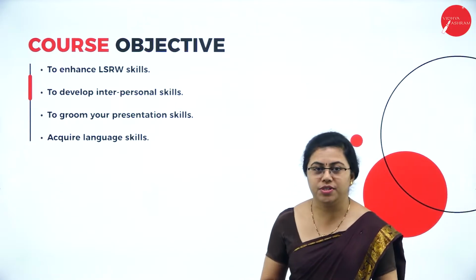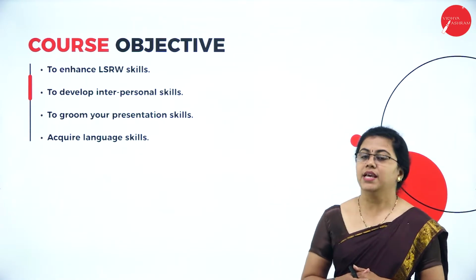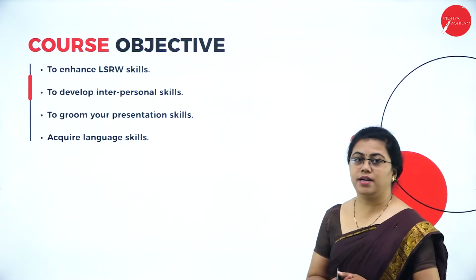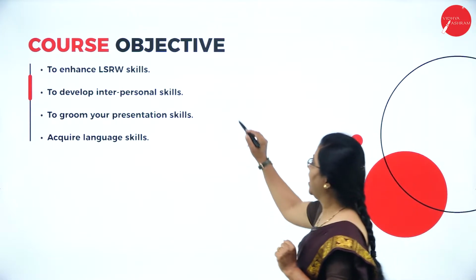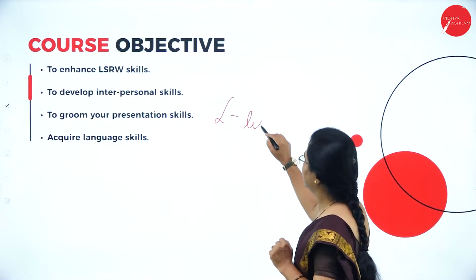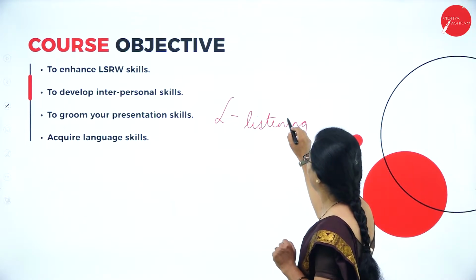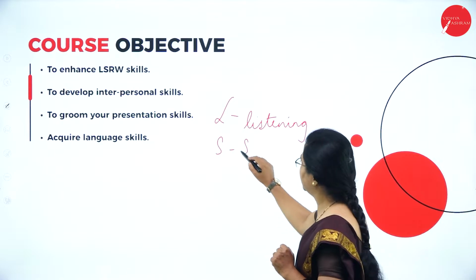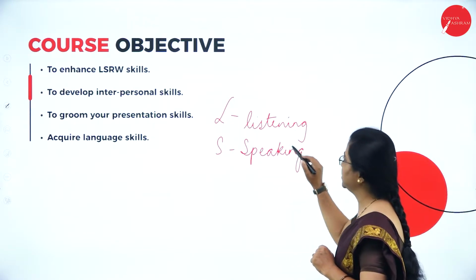So the course objective, that is in this semester, you will be developing these skills, that is the LSRW skills. So what does this LSRW stand for? L is listening. So then we have S, for speaking again. So your speaking skill also will be developed in this semester.